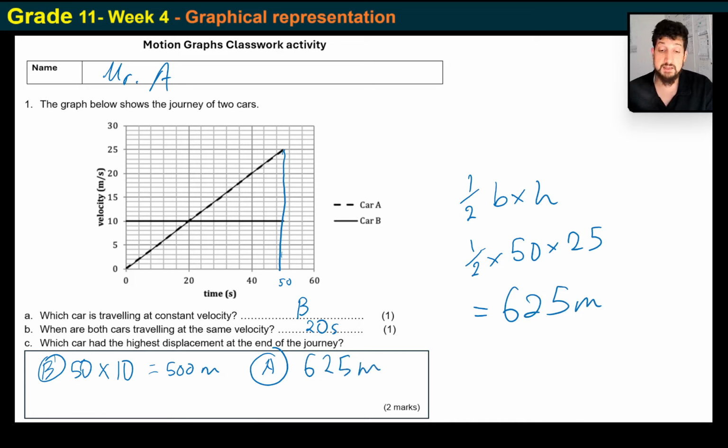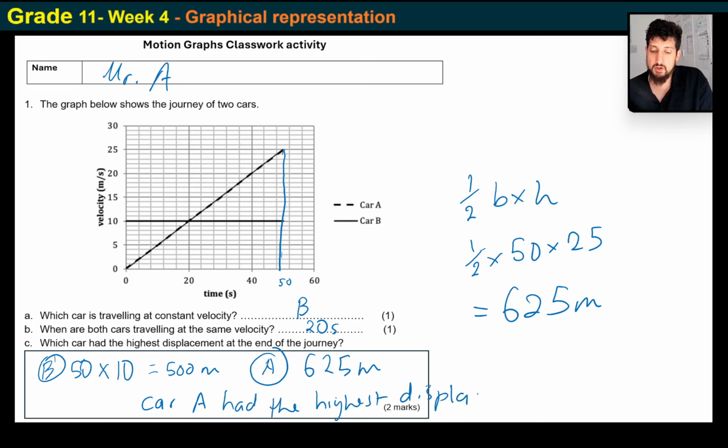But that's not the answer. Remember, read the question carefully. The question says, which car had the highest displacement? You can't just work it out and expect the examiner to pick the answer. Okay, clearly it's A, but that's not an answer. So you have to answer the question: car A had the highest displacement.